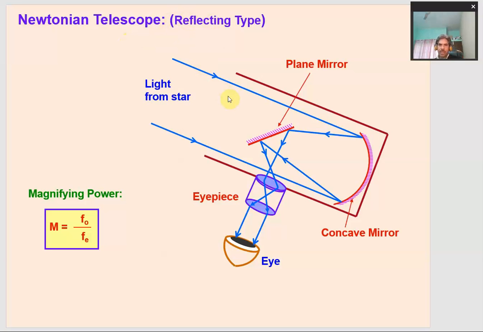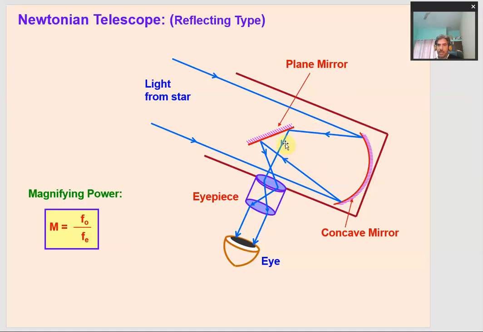So this is the tube of the telescope, at the base of which we have a concave lens, not lens but mirror, concave mirror, which gathers or collects the light coming from a distant faint object. The light rays will come parallel, so it will make these light rays converge at its focus.